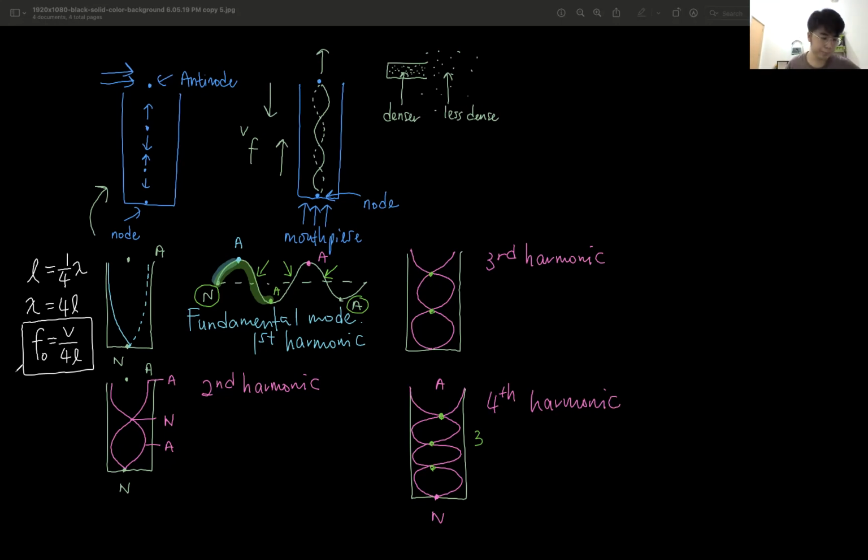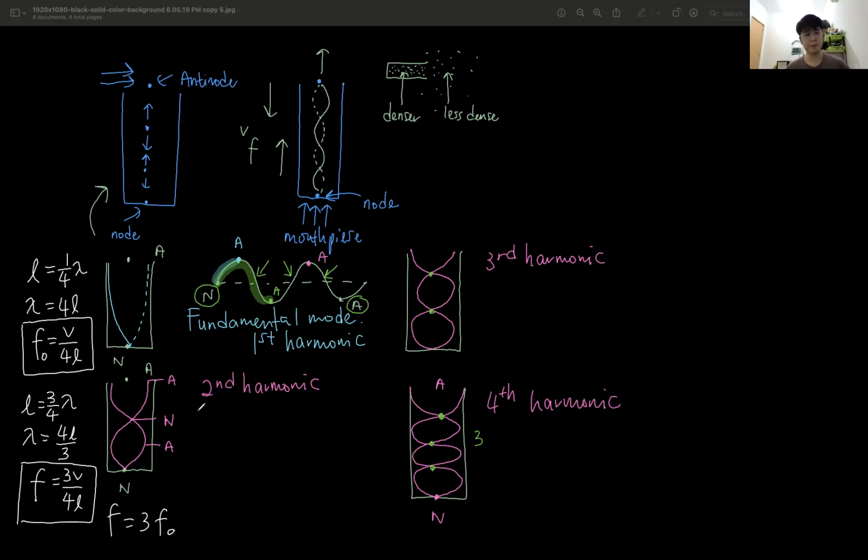Second harmonic. Length equals 3/4, which is 0.75, right? So L equals 3/4 lambda. Lambda is 4L over 3, and f equals 3V over 4L. This one I can write as 3 times the fundamental.